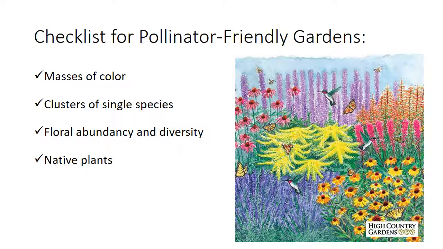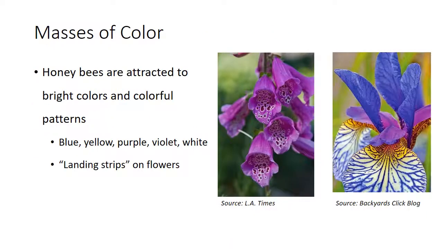So a general checklist for pollinator-friendly gardens is you want to include a lot of color. You want to have clusters of single species plants in one area. You want to make sure that there's a big floral abundancy and diversity. And then also you want to include as many native plants as possible. So we'll go into a little more detail on each of these points.